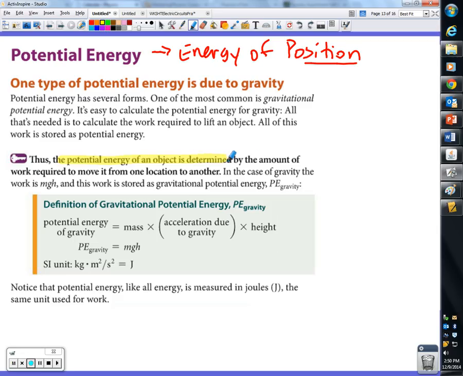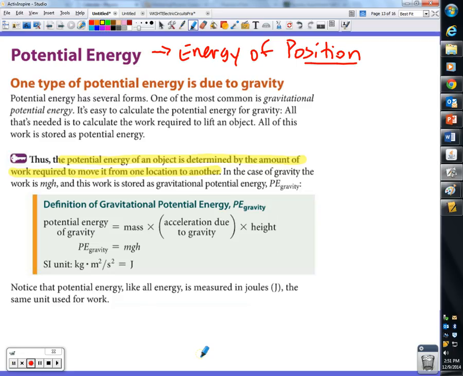Potential energy of an object is determined by the amount of work required to move it from one location to another. So with potential energy, we can't use delta KE, but we can look at the amount of change in different forms of energy to determine how much work was done. Or, if we know how much work was done, we can use that to calculate the change in the other kinds of energy, namely potential energy. Okay? Good there?